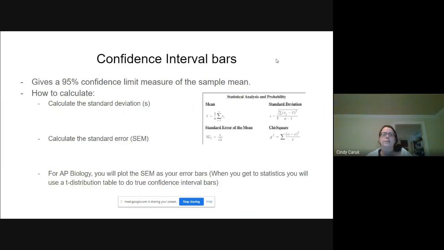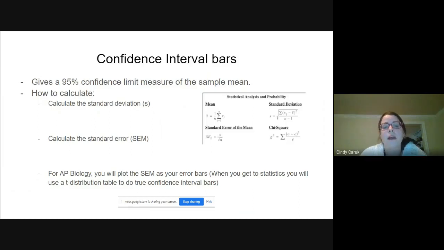Confidence interval bars. What we're saying is it gives us a 95% confidence measure that the difference between our means is statistically significant. Okay, so that I can make a valid claim using that data. How you're going to do it, you're going to use these formulas, and we've done this. You're going to calculate your standard deviation, and then you're going to calculate your standard error of the mean. I think everybody was pretty well set with that when we did the quiz on it and the quantitative test. If you don't remember it, you can go back and watch Khan Academy on it, and that will help you out.